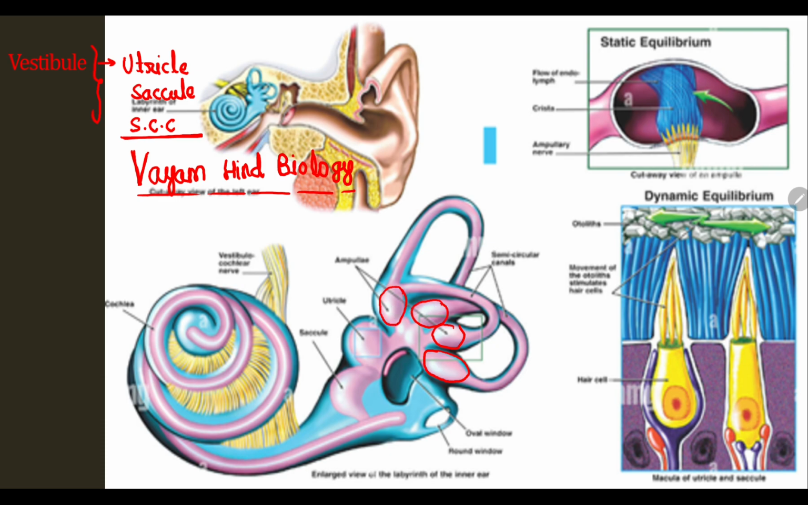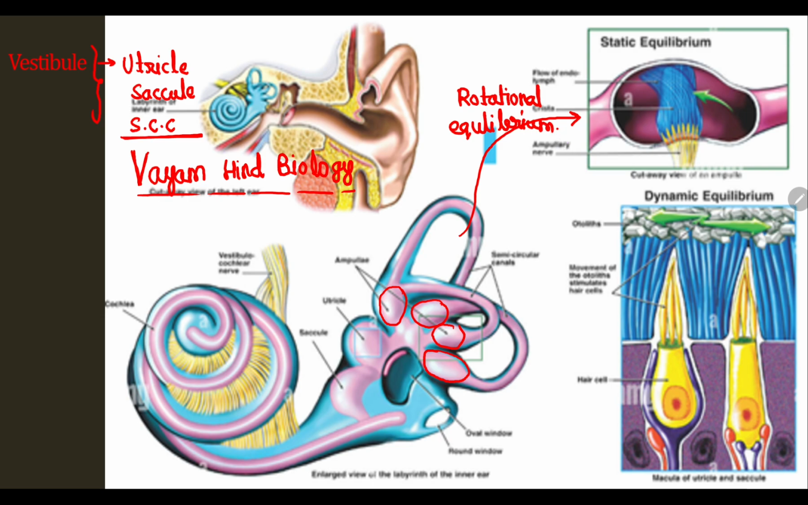In this ampulla, one sensory organ is present. That sensory organ is called the crista ampullaris. This crista ampullaris helps in the static balance of the body, or you can say it is for rotational equilibrium. Fine.